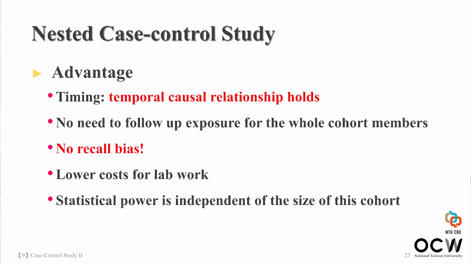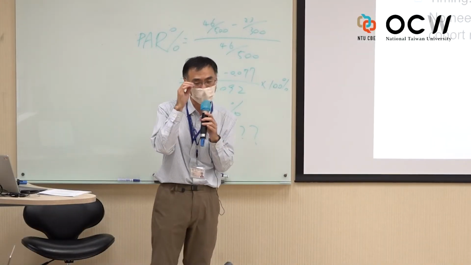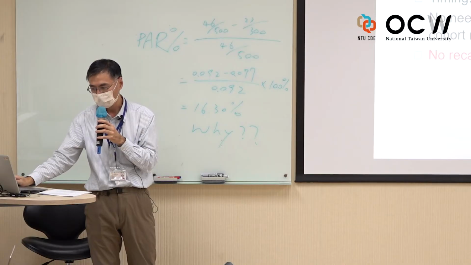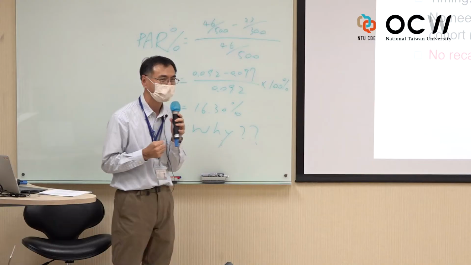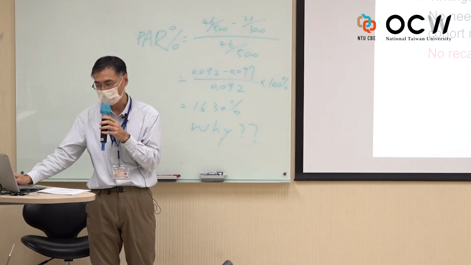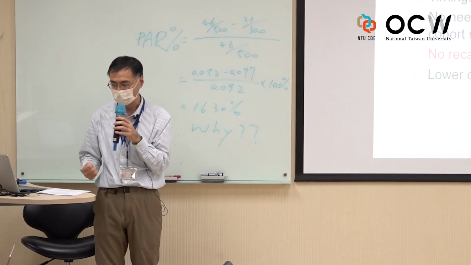And you have no need to follow up the exposed for the whole cohort members. You just need to focus on the cases, which might be a tiny or small part of it, and another random sample as control. So there's no recall bias, because we are pretty sure that we have the records about the exposure status in the very beginning and then follow up to the end.